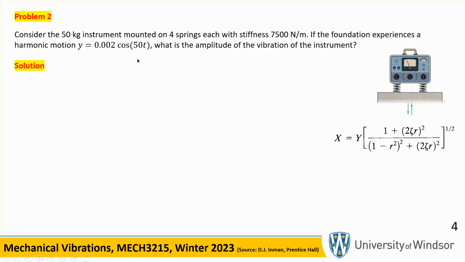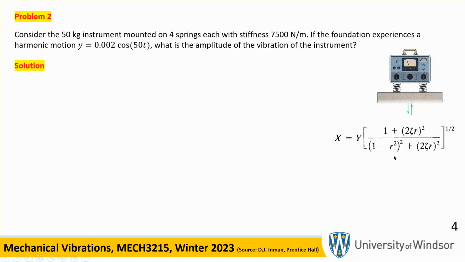This 50 is omega, the frequency of the oscillation of the base. We called it omega B when we treated this, meaning omega of the base, but you can drop the B if you want. We have the stiffness, so the mass we know, and we want to find the big X.